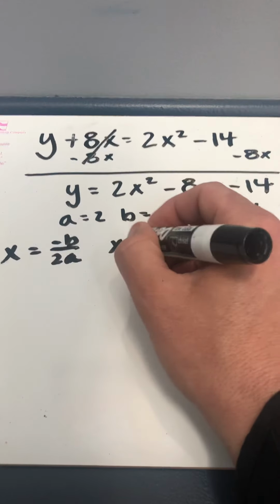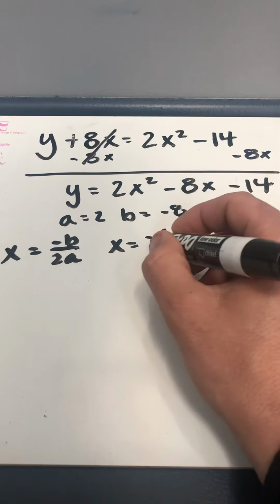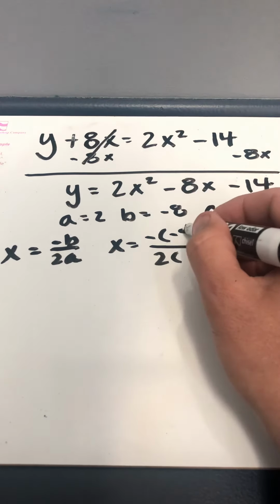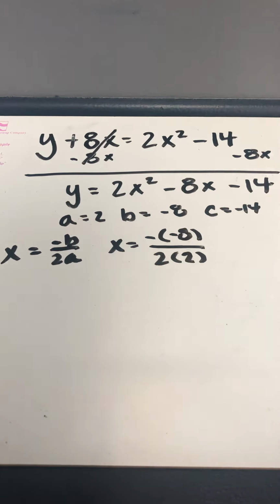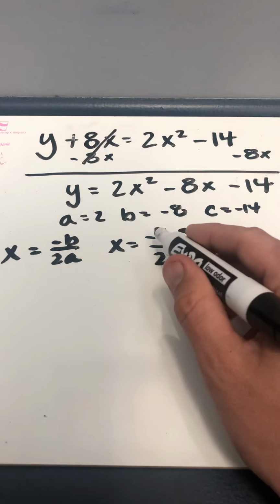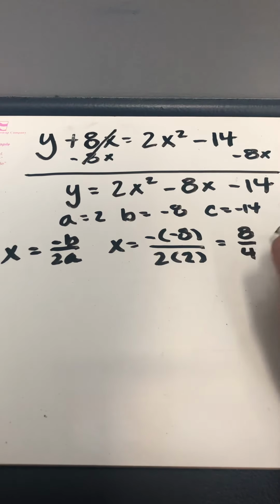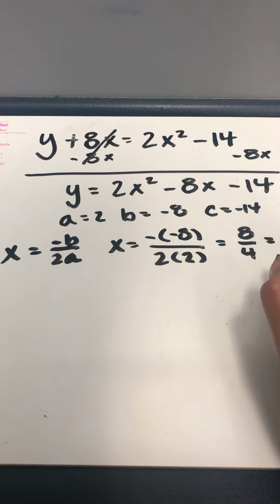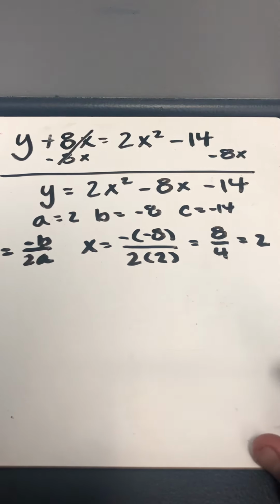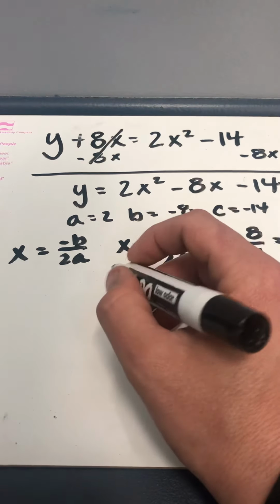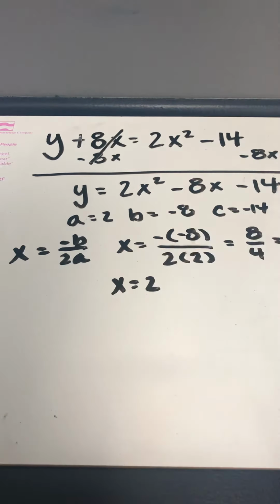And so for us, it's going to be x equals negative our b value over twice our a value. Our b value is negative 8, and our a value is 2. Negative negative 8 simplifies to 8. 2 times 2 simplifies to 4, and 8 divided by 4 is 2. So we know our axis of symmetry, let me just pan over so you can see that. So we know our axis of symmetry is x equals 2.